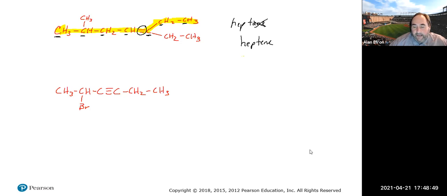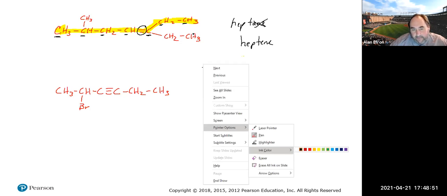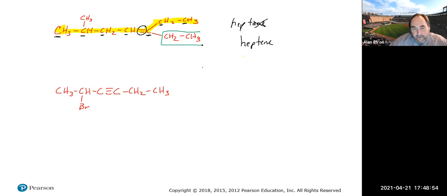And at this point, we've got a couple of groups hanging out. We've got this 2 carbon group here, which is based off of ethane, so it would be an ethyl group. We've got our 1 carbon group over here, which is based off of methane, so it would be a methyl group. And that means what is left to do is to number our chain.